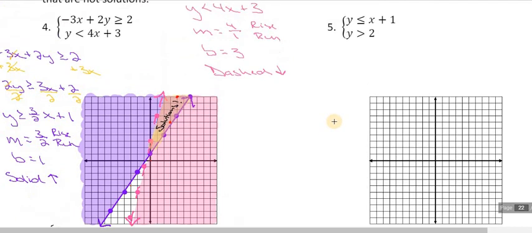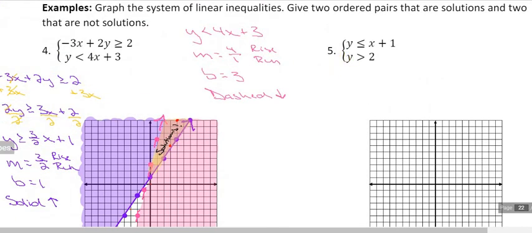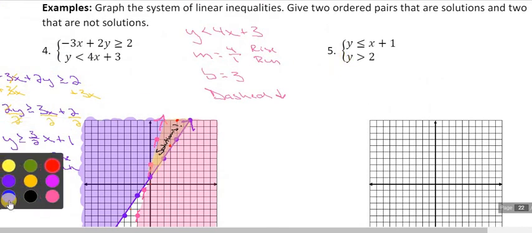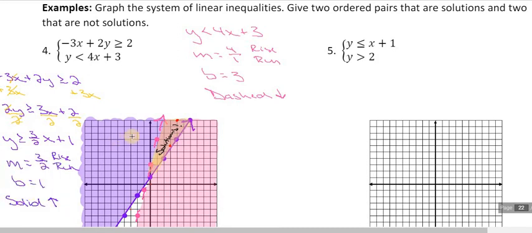Let's take a look at number 5. This one's set up nicely. It's ready to go. I'm going to try some different colors, see how this works. So it says y is less than or equal to x plus 1. So for this particular inequality, my slope, and this is what I want to see from your work, I want to see the slope labeled. It's the invisible 1 before the x. The y-intercept is 1, because that's our b value.